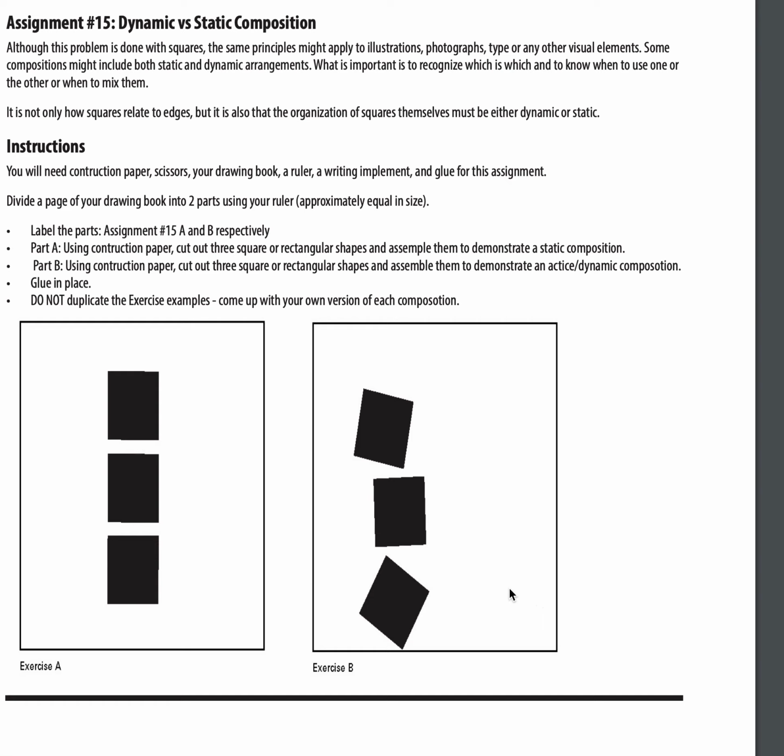And then in your exercise B, maybe the base looks stable. Maybe the one on the bottom is sitting flat, but everything above that is going to be tipped or tilted in some fashion so that it looks like it might fall. And it's in that dynamic moment that the image becomes more visually interesting. And that's the goal here, is to compare stable and static with active and dynamic. So half the page for static, half the page for dynamic, and done.